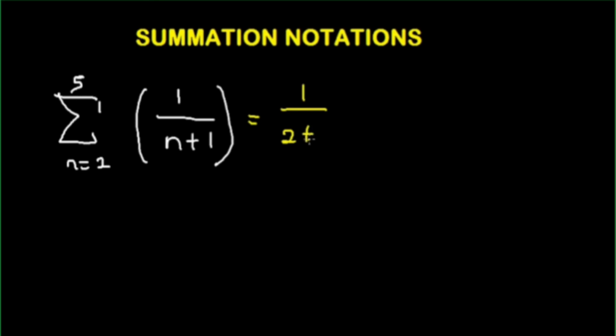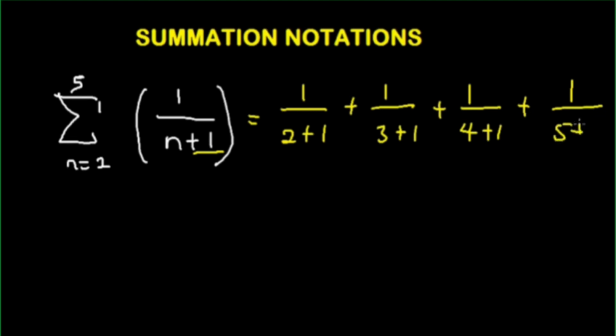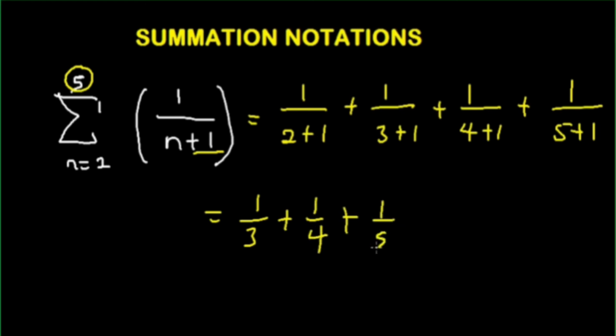So to write this one now, I'm starting from 2, not 1. Instead of writing n, I wrote 2: 1 over 2 plus 1, plus 1 over 3 plus 1, plus 1 over 4 plus 1, then plus 1 over 5 plus 1. I'm going to stop at 5 because this is indicating I should stop at 5. So I'm going to have 1 over 3 plus 1 over 4, that is 3 plus 1, plus 1 over 5, that's 4 plus 1, plus 1 over 6. This is very simple stuff.